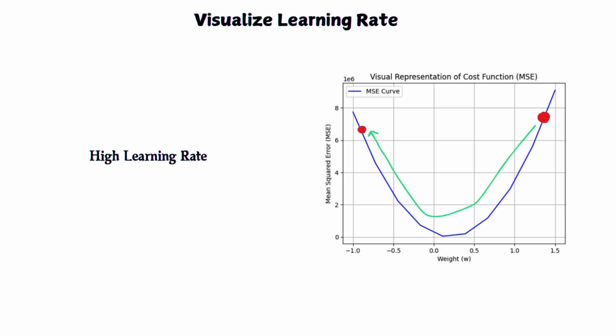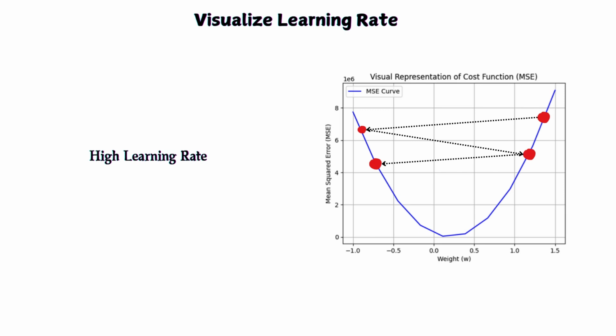When we set a high learning rate, the algorithm makes large updates to the weight values in each iteration. This aggressive approach can result in the algorithm overshooting the minimum point of the cost function, leading to a zigzagging path across the graph. Instead of gradually descending towards the minimum, the updates may cause the model to bounce back and forth across the optimal point, which can prevent convergence altogether. As a result, the algorithm may oscillate indefinitely without settling at a solution, making it ineffective in minimizing the cost function.